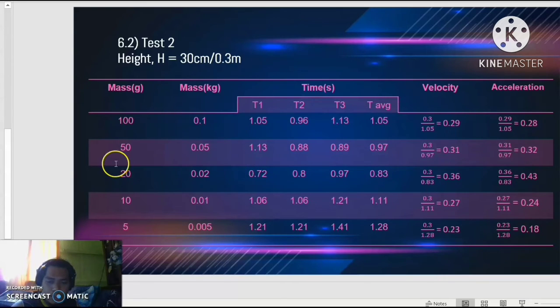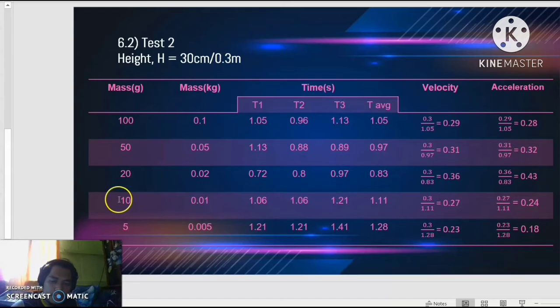For the third one, we use 20 gram weight, which results in 0.72 seconds for the first time taken, 0.8 for the second, and 0.97 for the third. And we could conclude that the average taken by the 20 gram is 0.83 seconds.